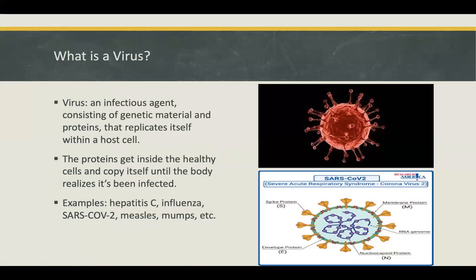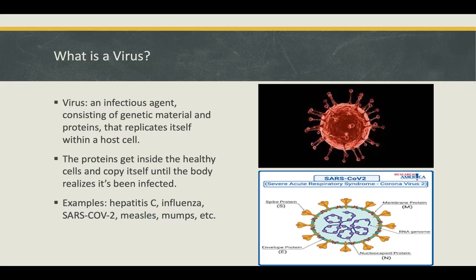So to begin, I'm going to talk about what a virus is. It is an infectious agent that consists of genetic material and proteins that replicate itself within a host cell. And when it is in the host cell, it creates copies that are then transmitted to others. So the proteins get inside the healthy cell, copy itself, and then the body will finally realize it's infected.